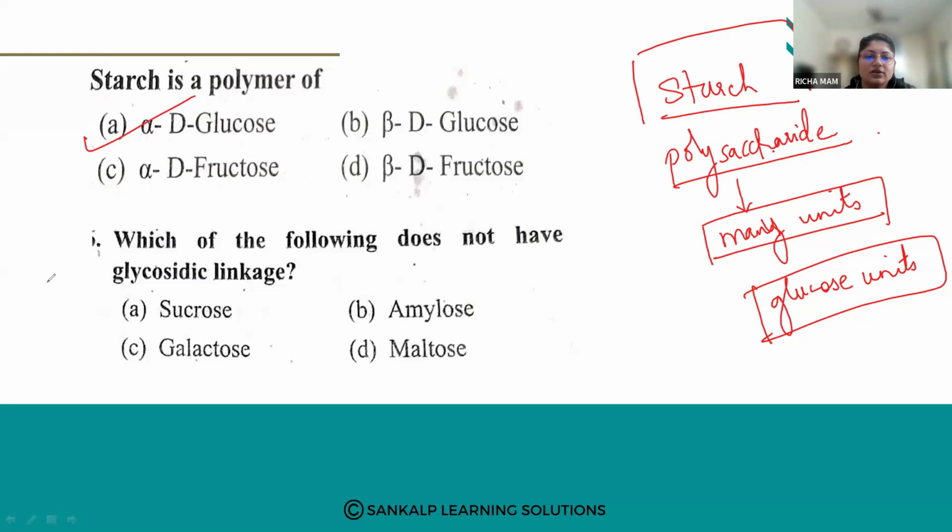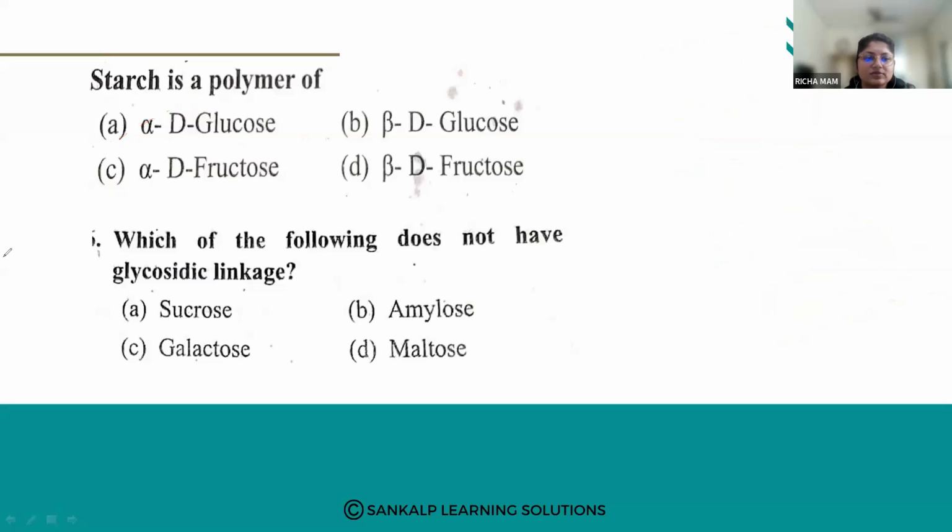Next question. Which of the following does not have a glycosidic linkage? Sucrose, amylose, galactose, maltose. Which does not have a glycosidic linkage, students? Galactose. Galactose does not have a glycosidic linkage.